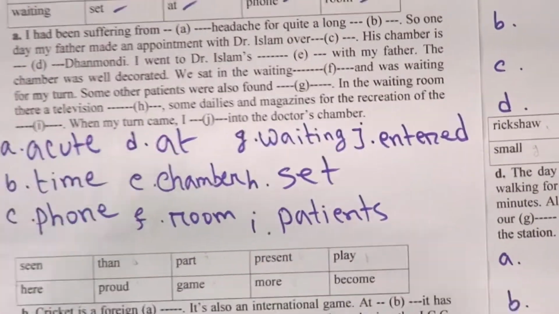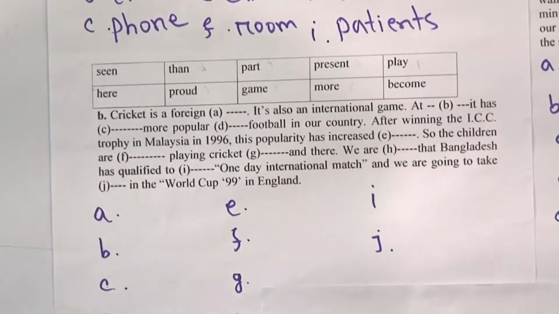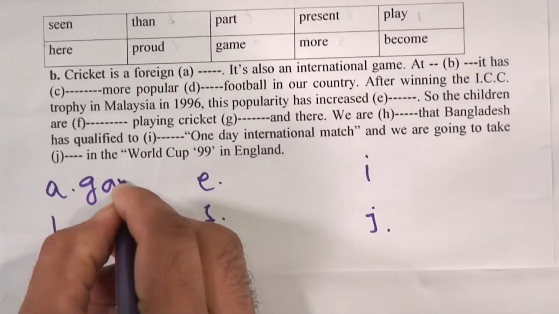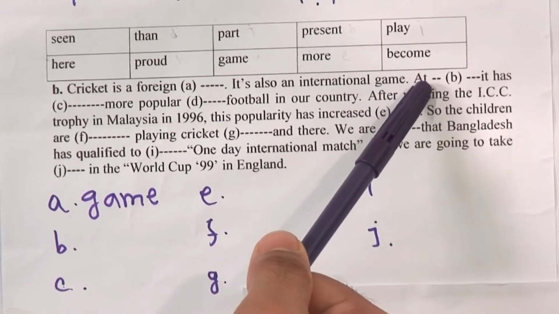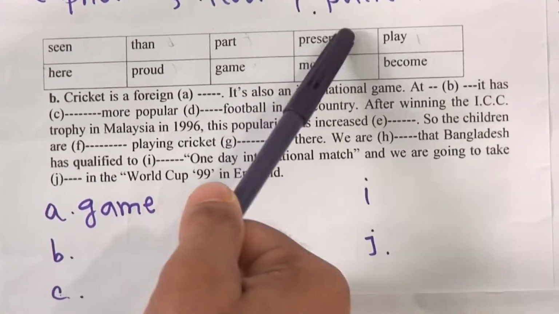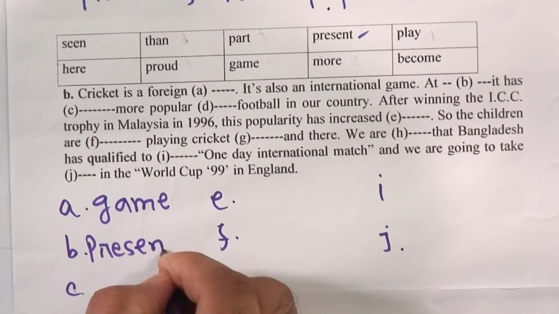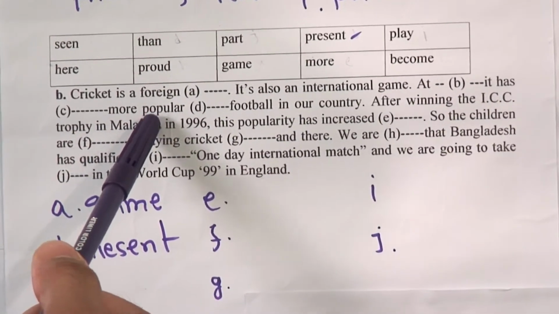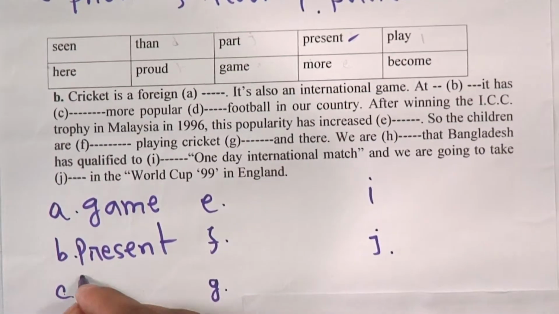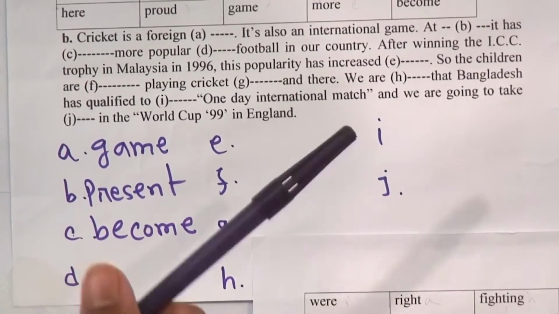Now go to question number B. Cricket is a foreign game. It is also an international game. At present is given here. At present, it has become more popular. Right here, become more popular.